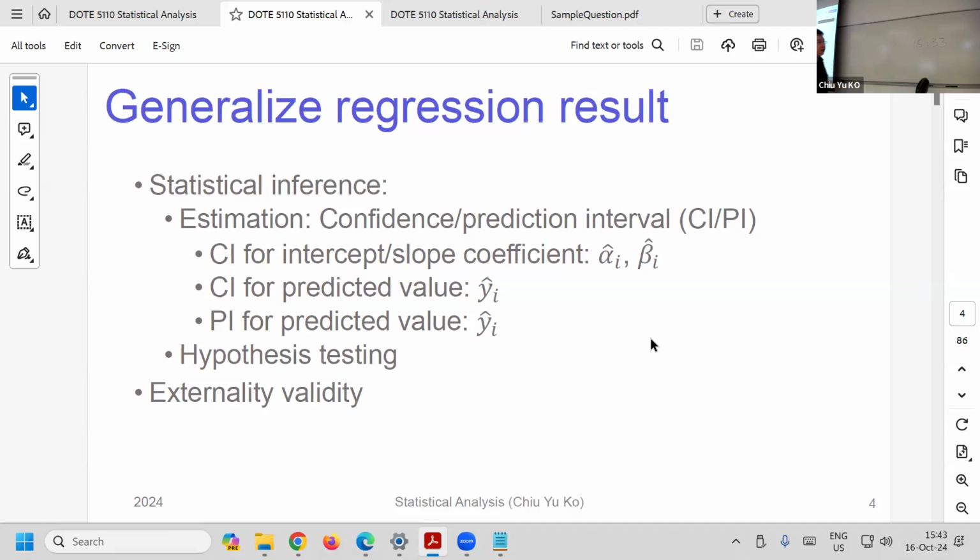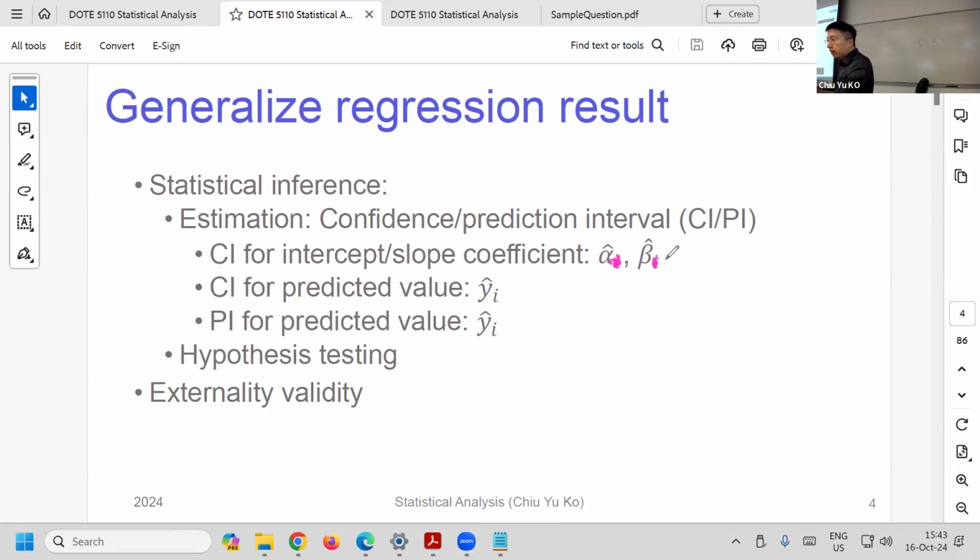So that means we can have a confidence interval for, sorry, there's no I here, there's a typo. It should be an interval for alpha hat and beta hat. The interval tells how big the slope is and how big alpha is, because beta itself usually has some meaning, right?